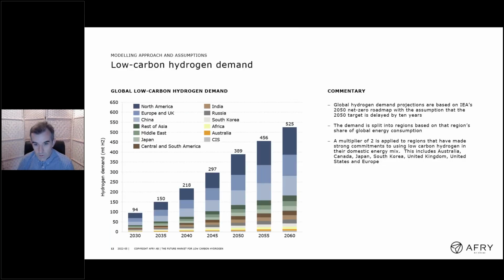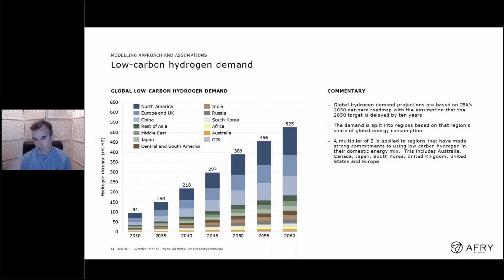So just onto the scenario assumptions. We wanted to take a public reference, at least for this first scenario that we've developed. And the IEA net zero roadmap is, I think, the best reference that we could think of. So we have the IEA net zero assumptions for future demand for low carbon hydrogen.